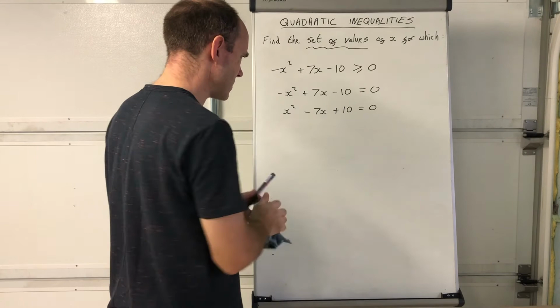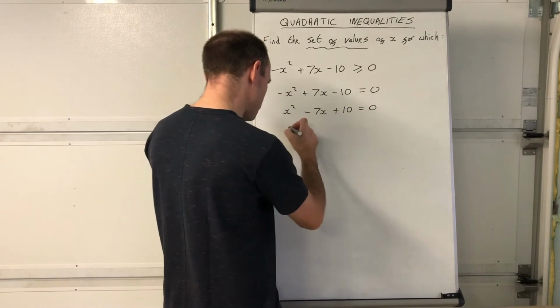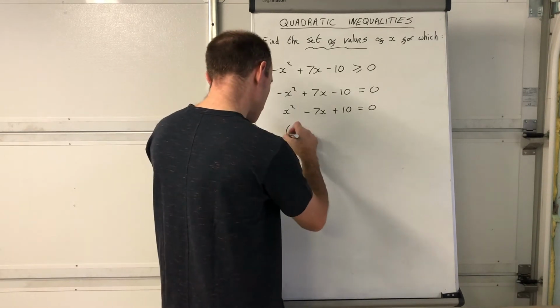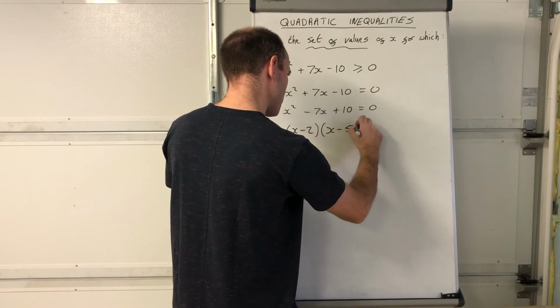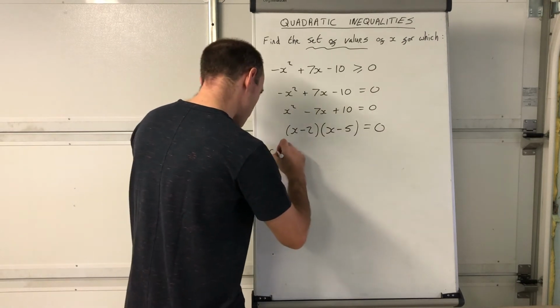So we've got x squared minus 7x plus 10 equals 0. As I said, most of these factorise, so how's that one going to go? It's going to be x subtract 2, x subtract 5. Yes, that will work. And then your critical values.